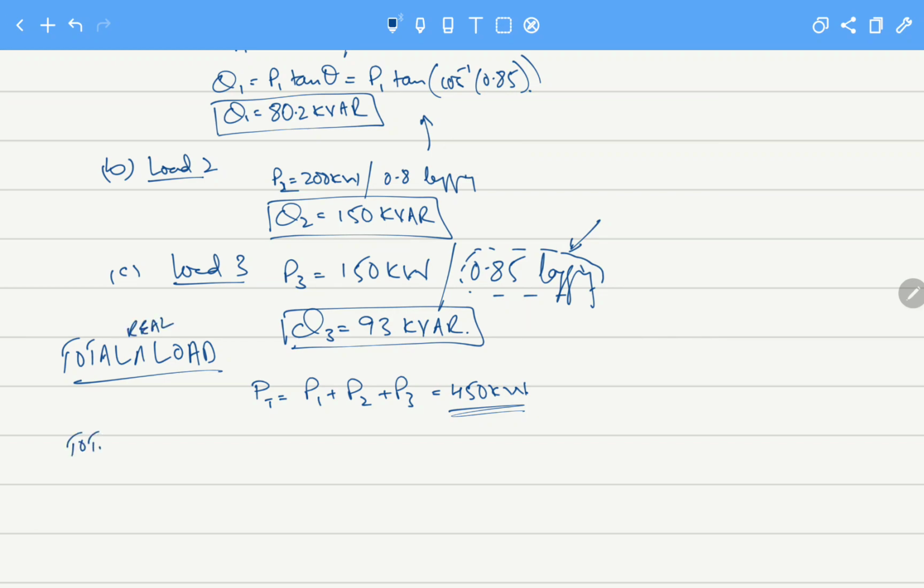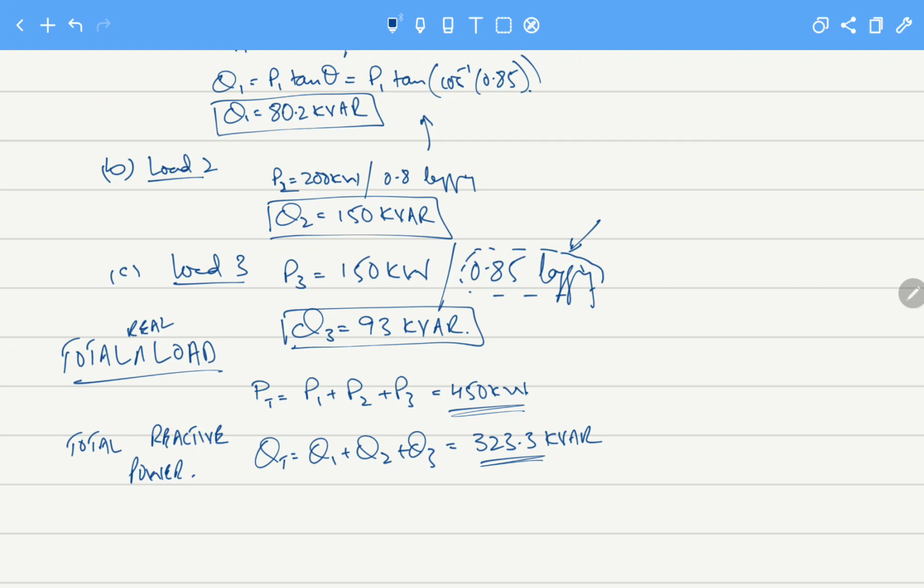And the total reactive power would be Qt equals Q1 plus Q2 plus Q3. We add all the Qs, and this will become 323.3 kVAR. This will be the total reactive power.